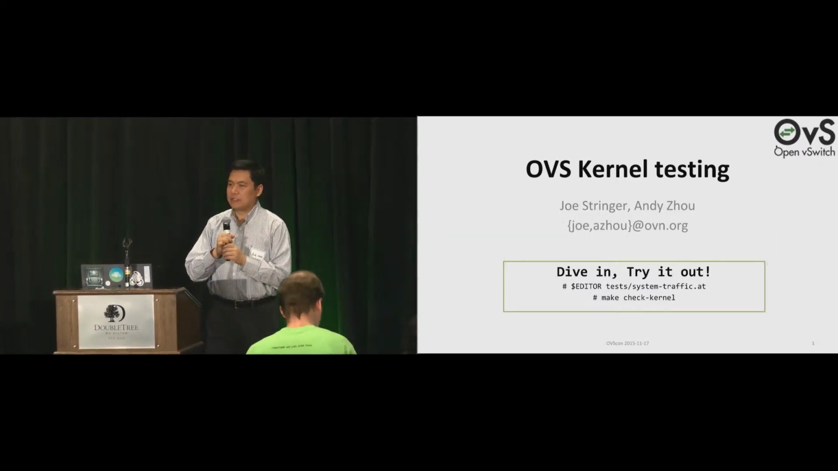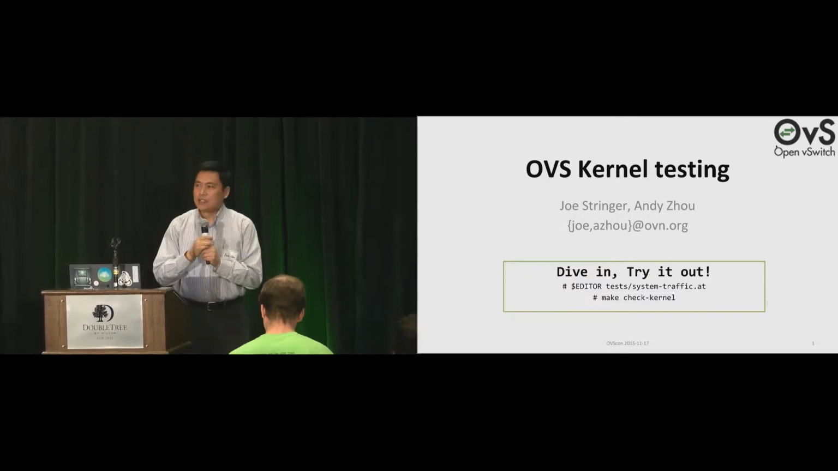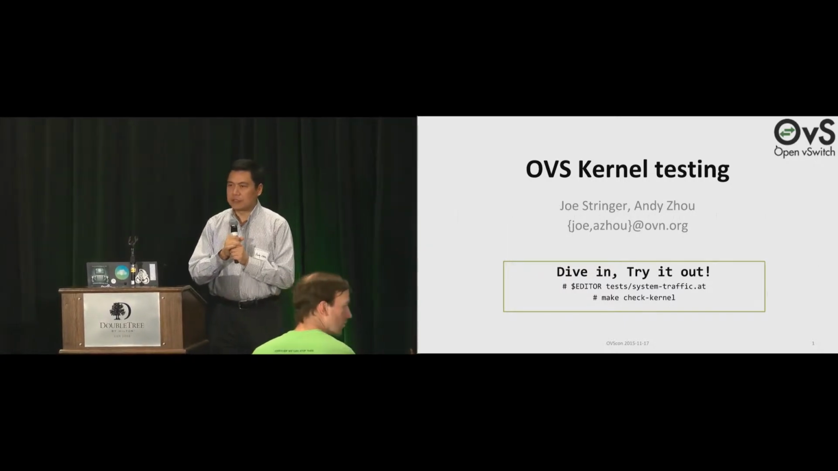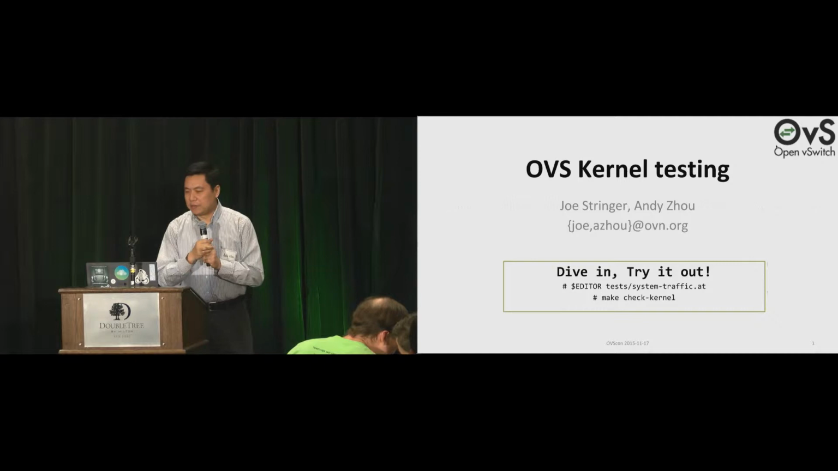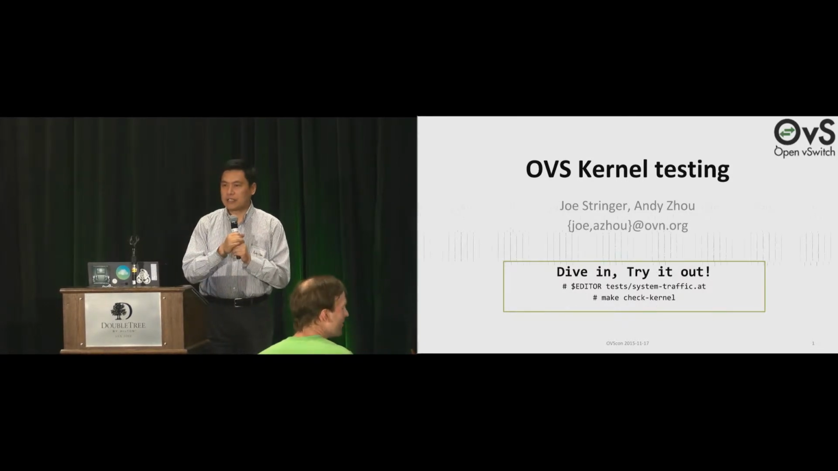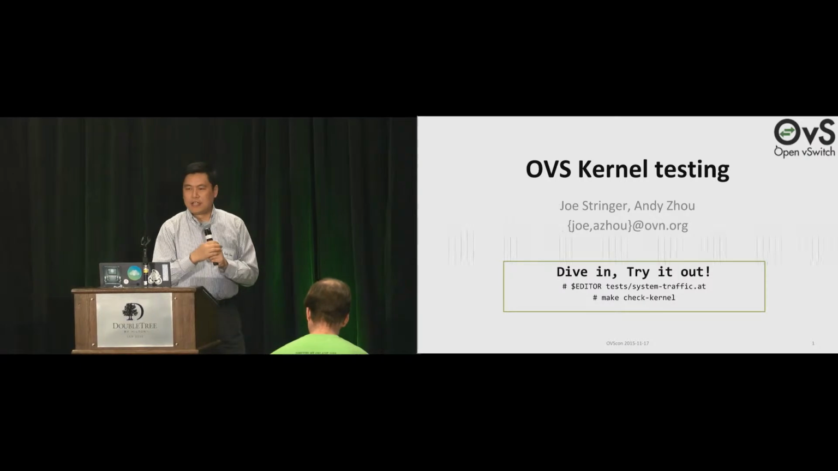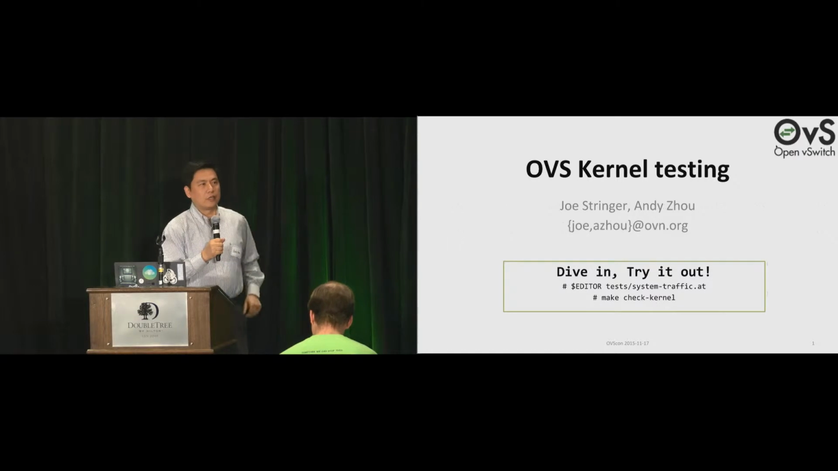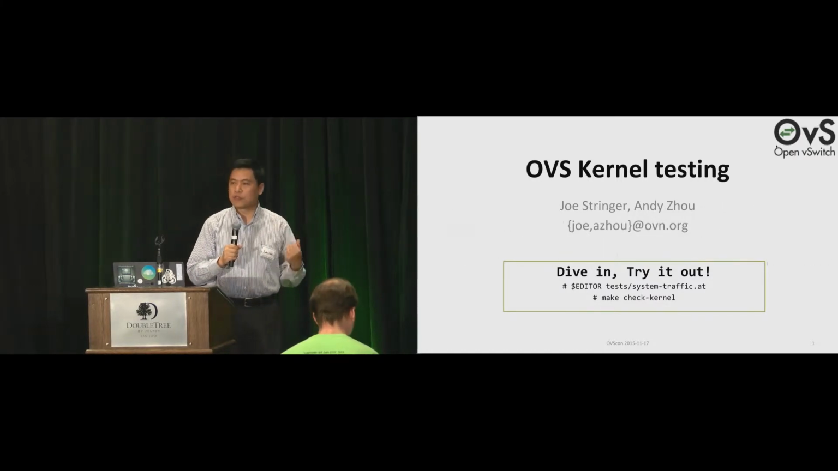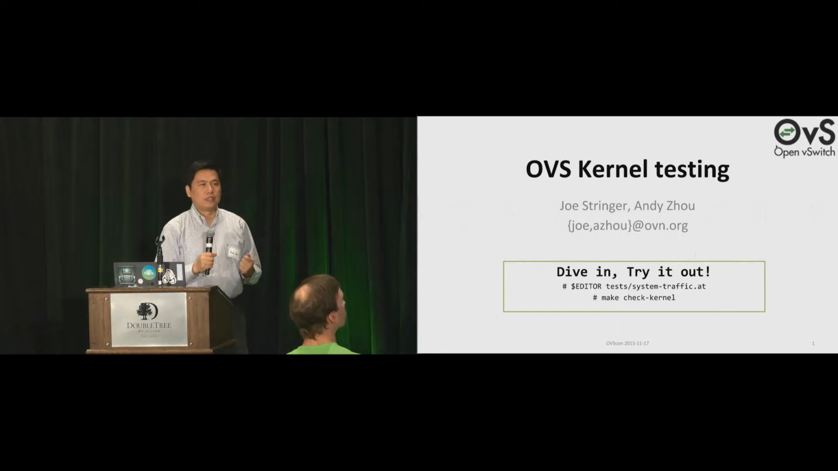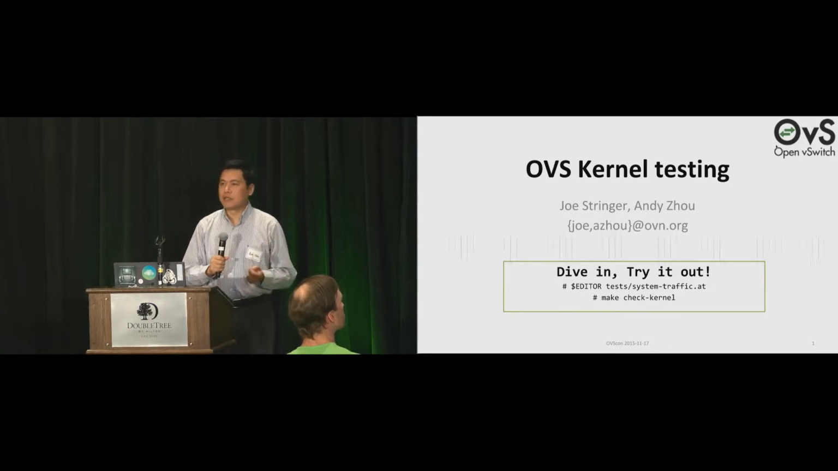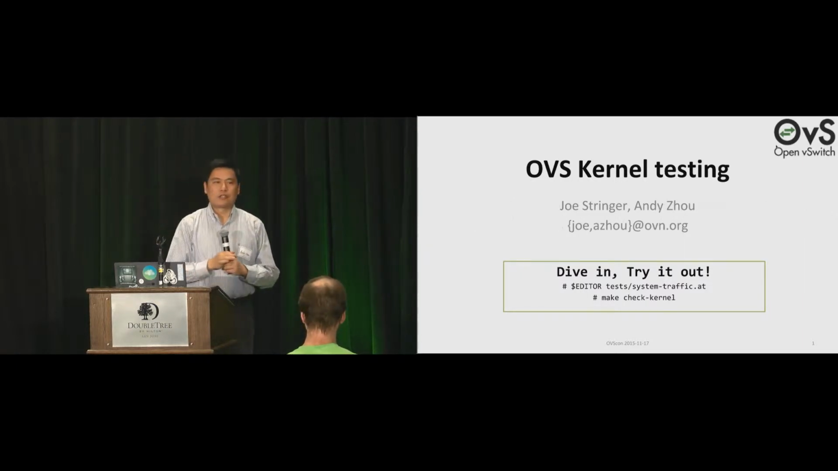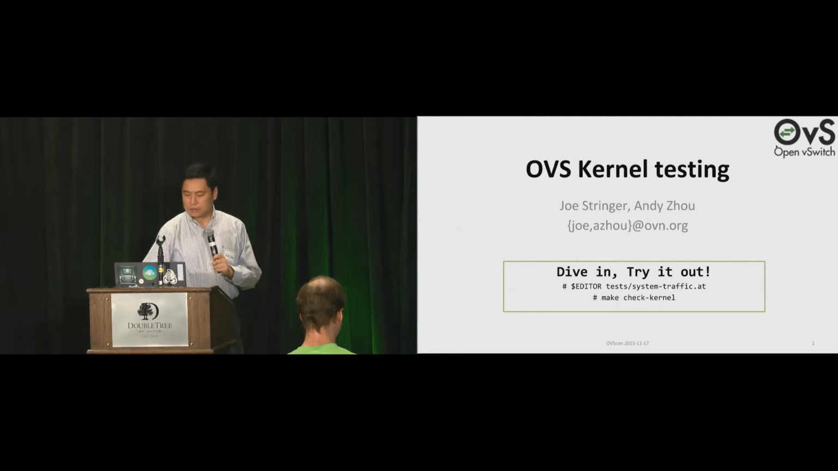Between last OVS Con and this OVS Con, I'm happy to report that in the tree we now have a few kernel test routines. If you haven't played with it, go ahead and look at it. It's in the tree in tests system-traffic.at, and you can run it with make check kernel. For today's talk, we want to first report the good news, second tell you about some decisions we have made along the way of making these tests, and third look for input from the community to see how we can cover kernel data paths better going forward.